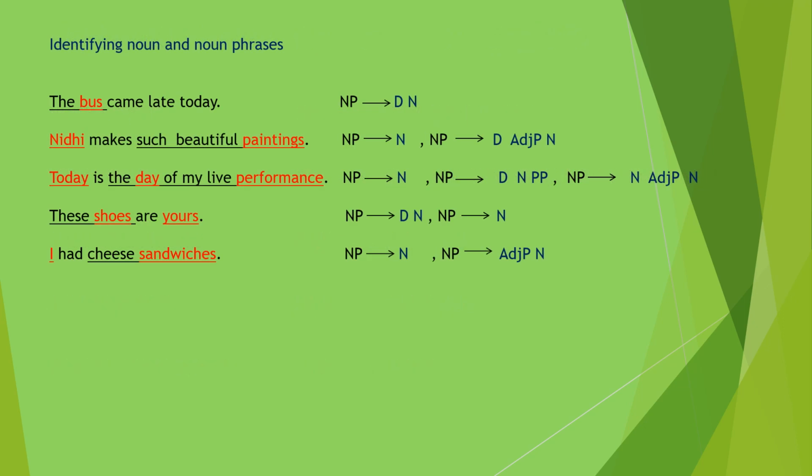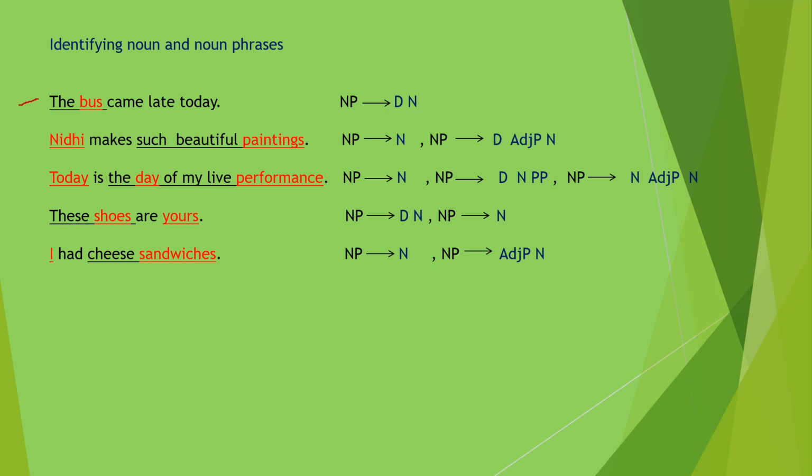Okay, so now let's identify the noun phrases in these sentences. The first sentence is, the bus came late today. Here bus is obviously the noun, and the bus: the is the determiner and bus is the noun. So based on the phrase structure rule for the noun phrase, we have the structure noun phrase, and in that we have determiner and the noun. So the bus, we have determiner and the noun.